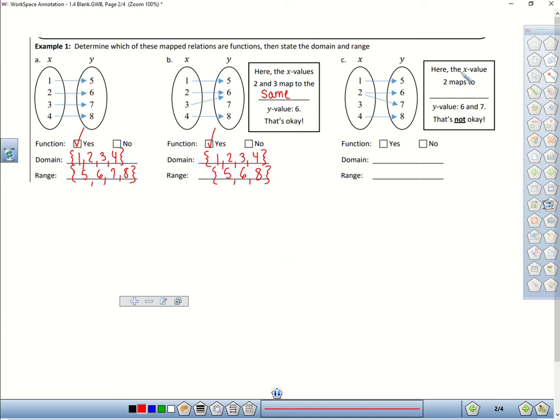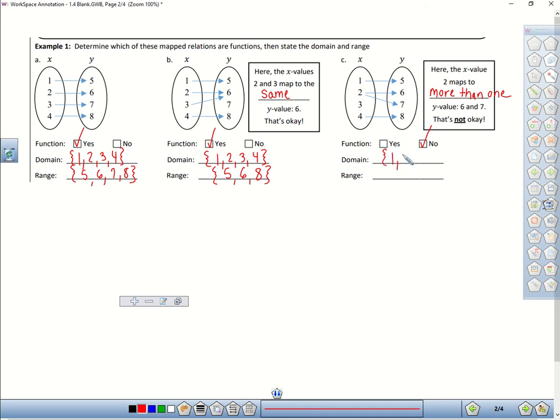Now over here, the x value 2 maps to two different y values. Or you could also just say multiple, more than one. That's a better terminology. So 2 goes to both 6 and 7. This is not a function, okay? The individual x value can only go to one y value. It can't go to two, or it is not a function.